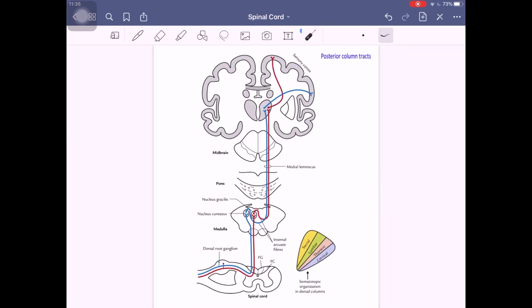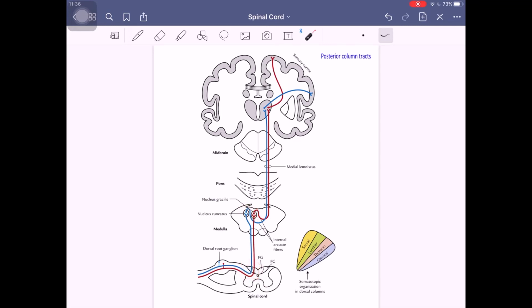So here I'll come to this one. Let us see this part, then I'll go there. Again here, your red one is your gracilis and the blue one is your cuneatus. They start from your peripheral receptor, dorsal ganglion. They come and relay into your Rexed laminae, and ascend all the way, reach the medulla oblongata, and there you have the nucleus cuneatus and nucleus gracilis. Nucleus gracilis is the medial nucleus, cuneatus is the lateral. Same as here, where we have medial and lateral.